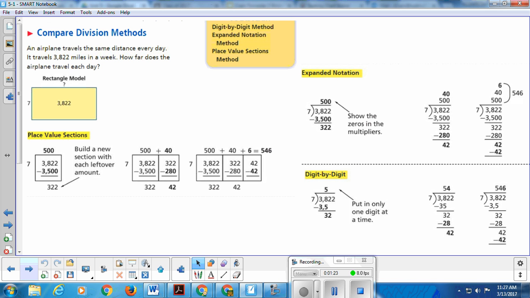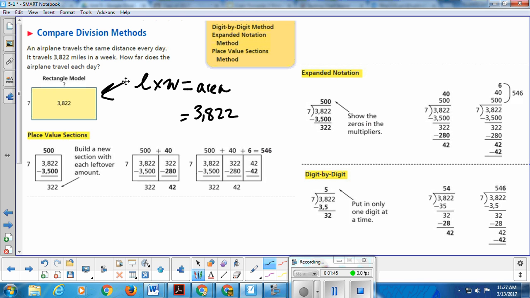So we're using the rectangle here to find out, we have the length, we have the width, we need the length. So we have to do the opposite. If we do length times width equals area, and we have the area and we have the width, but we don't know the length, we have to divide to get the length, okay?